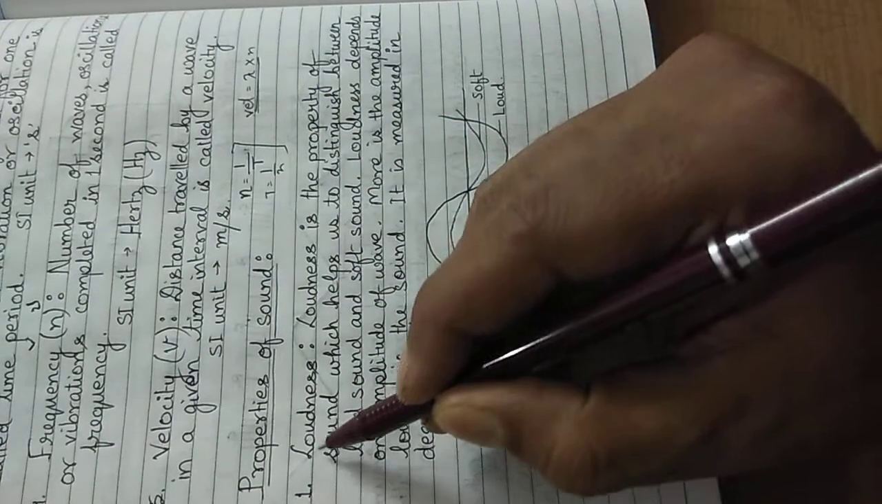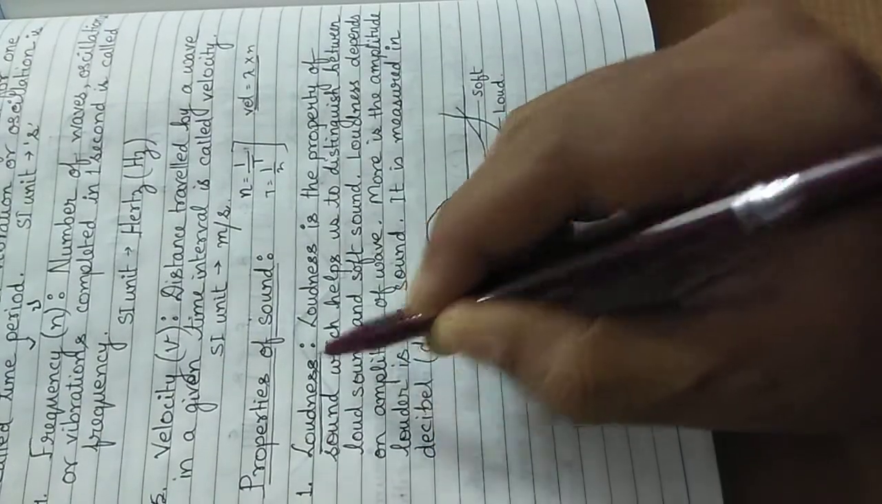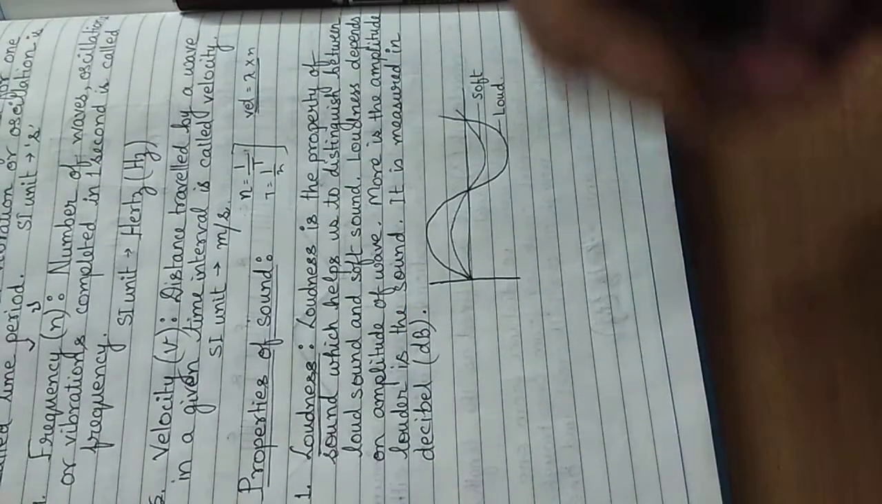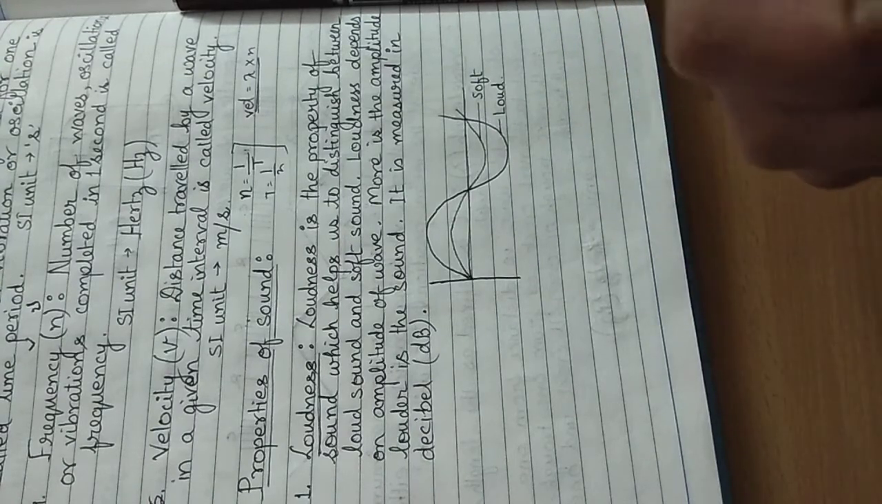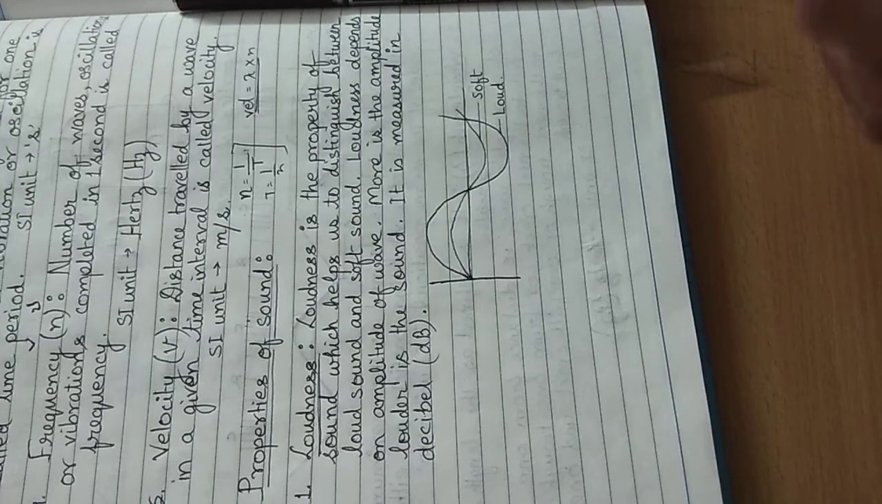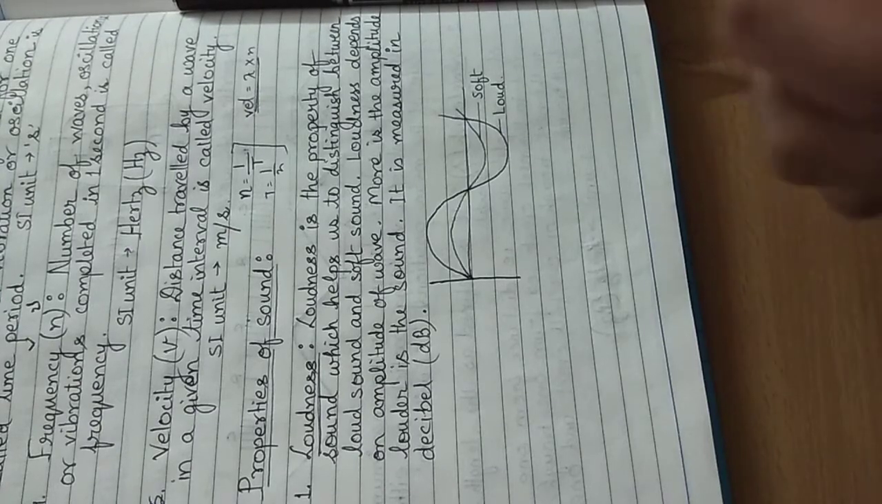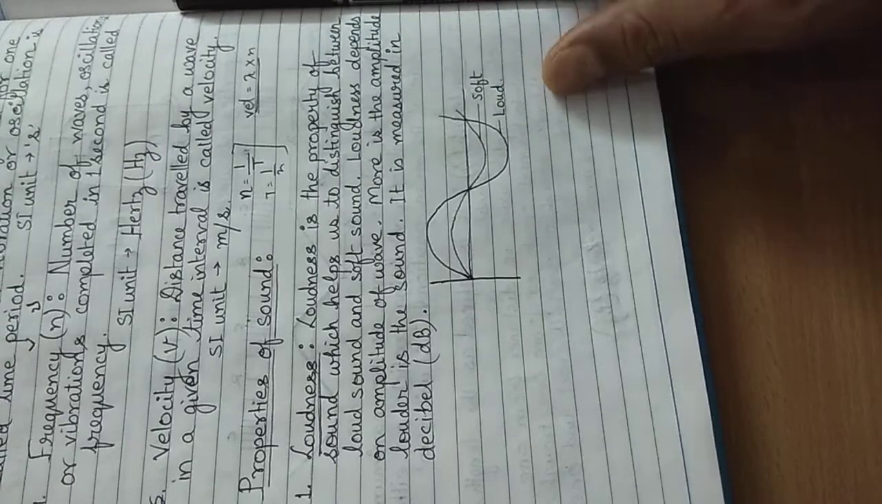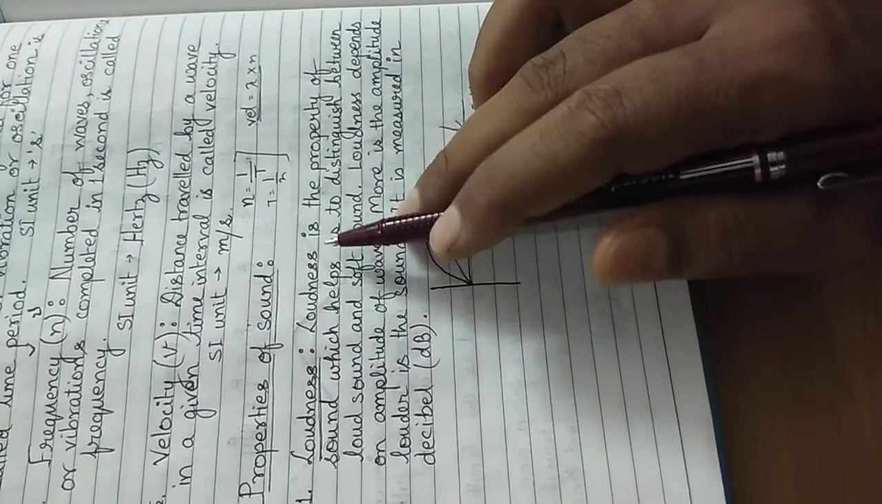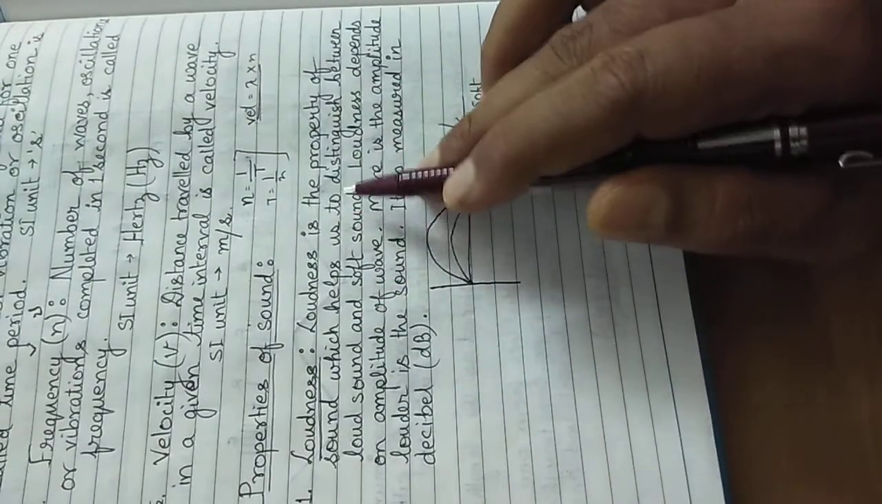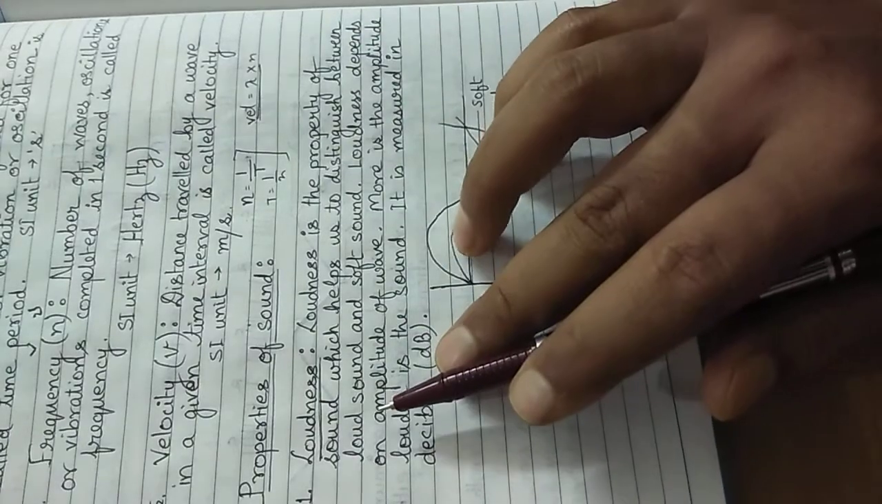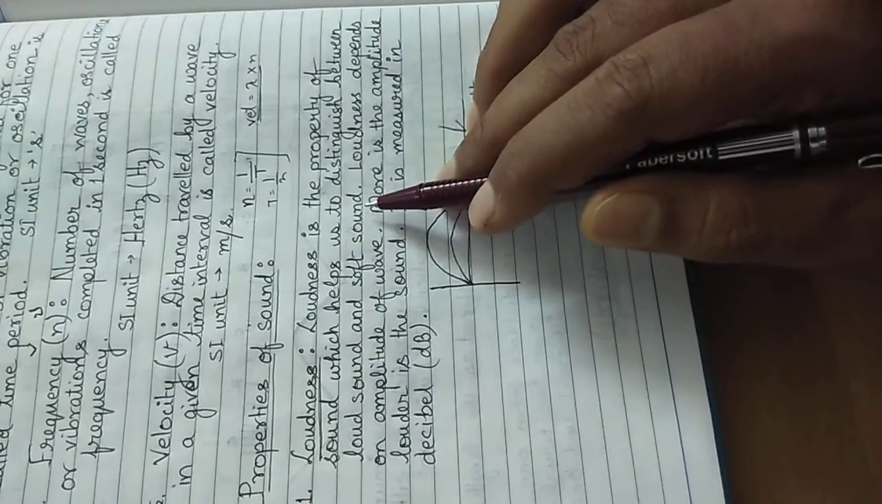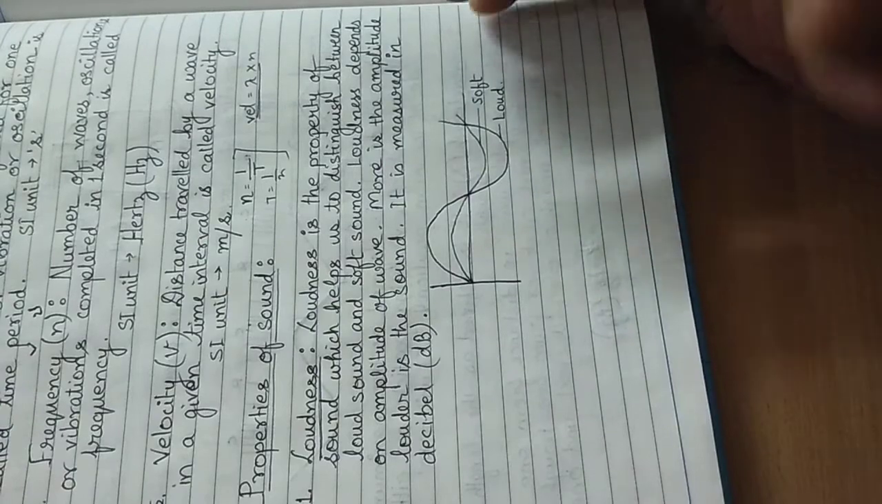The first property of sound is called loudness. You know that on your television set, you can increase or decrease the loudness with the help of the volume switch. On your remote you have a volume switch, and with that you can increase or decrease the loudness. So what does loudness mean? Loudness is the property of sound which helps us to distinguish between a loud sound and a soft sound. Whether a sound is loud or soft can be distinguished with the help of this property.